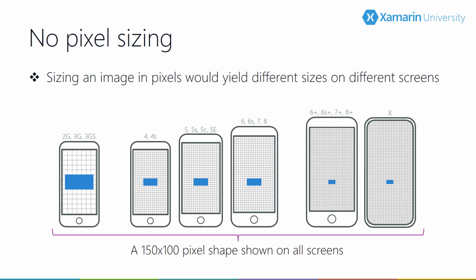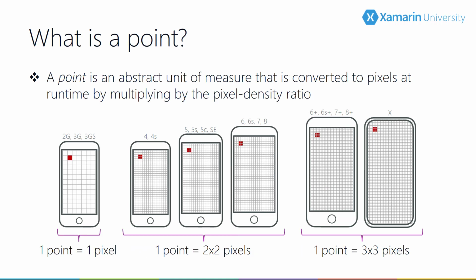So that's why Apple created the concept called a point. A point is an abstract unit of measure that, at runtime, converts the amount of points you have into pixels for each pixel density ratio. It does that by multiplying the points by the pixel density ratio. So on our 1x devices, 1 point is 1 physical pixel, but on our 2x and 3x devices, they're multiplied by 2 or 3 for each respective pixel density ratio.